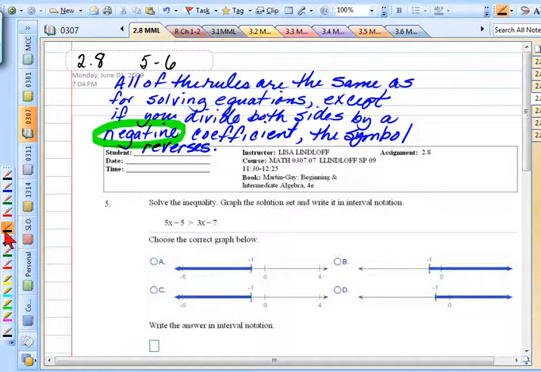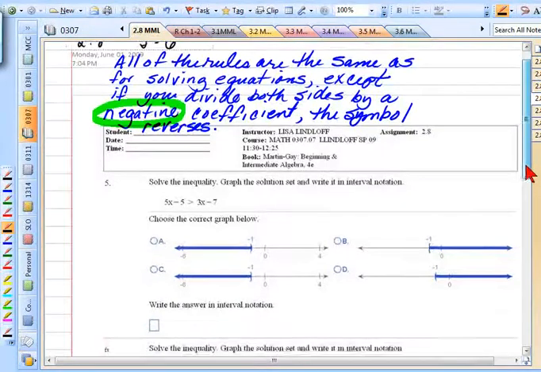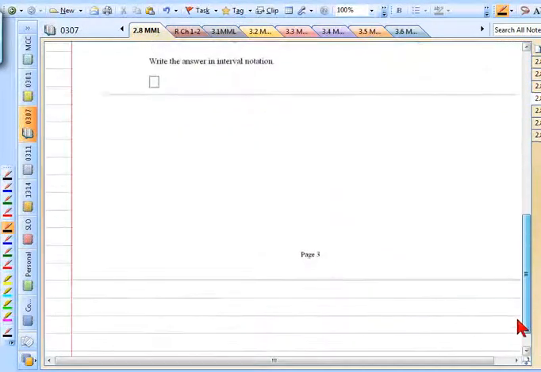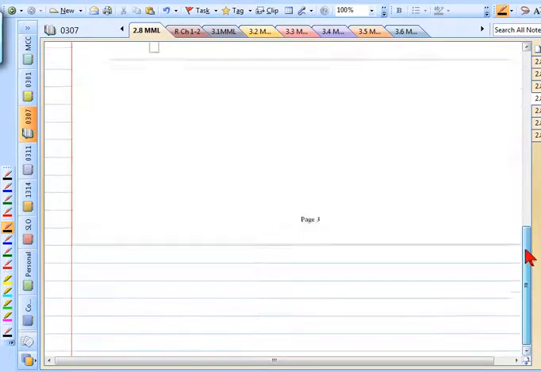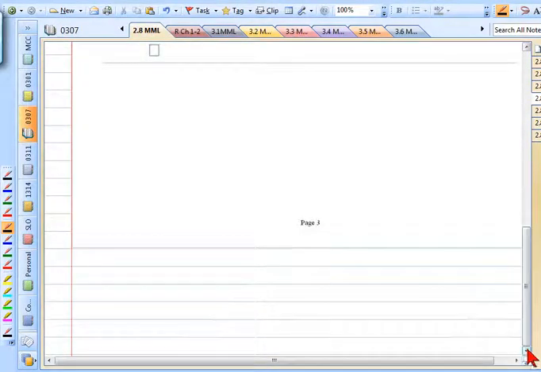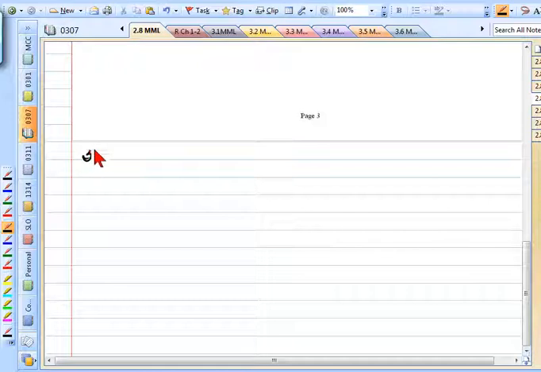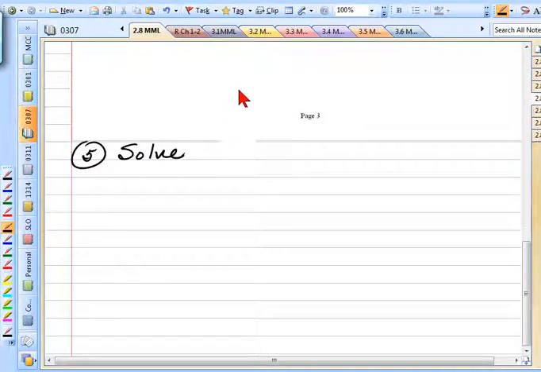All right, problem number 5. I will come back up to it, but I want to work on it down here. All right, number 5. I'm supposed to solve 5x minus 5 is greater than 3x minus 7.